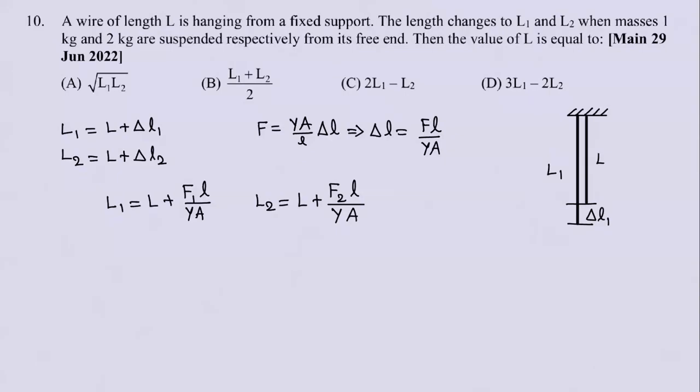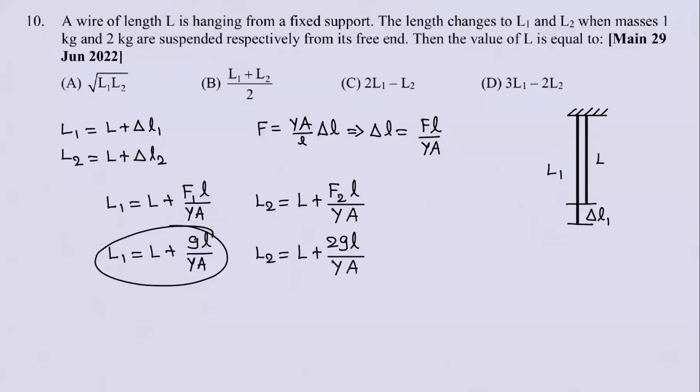Now ultimately you have to do what? Simple rearrangement of these things. So what is F1? F1 is 1 kg. So what I do is that I replace this F1 with 1g. So simple, 1, I'll drop it. And in L2, I replace F2 with what? 2g.